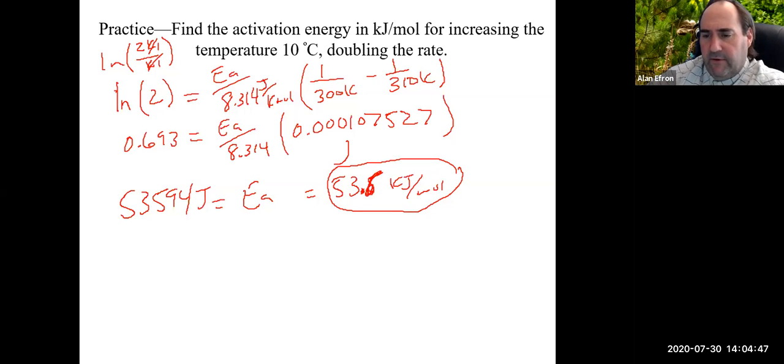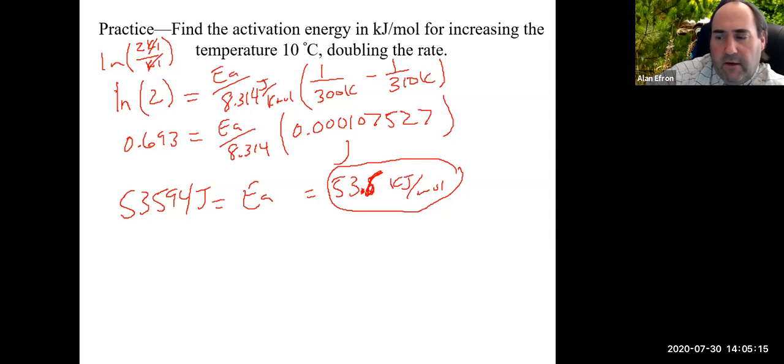And really, if you pick any 10-degree window within room temperature-ish, which is 25 or normal temperature, you'll get around this. So for example, if you went 37 to 47, I think you get 56 or 57 kilojoules. So it's around that ballpark roughly in terms of the activation energy. It will obviously change a little bit if you increase or lower the temperature.